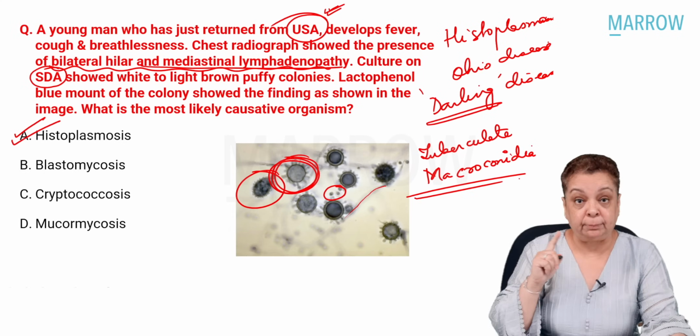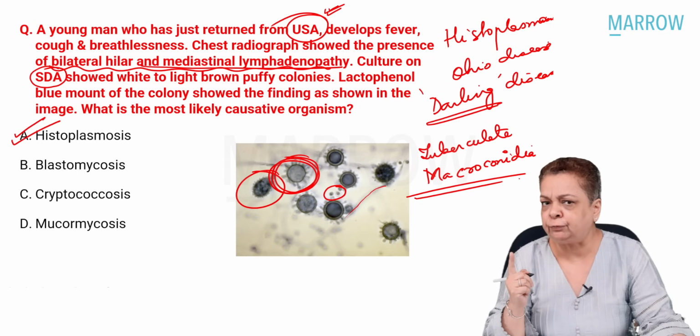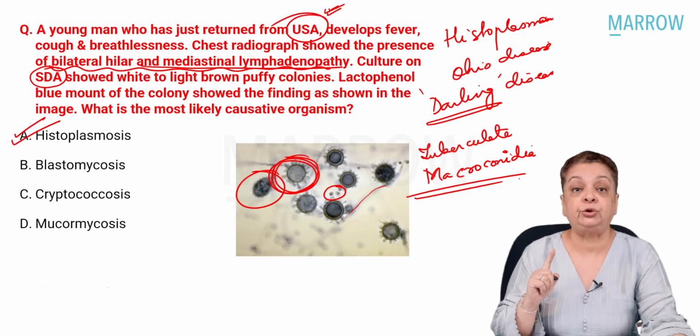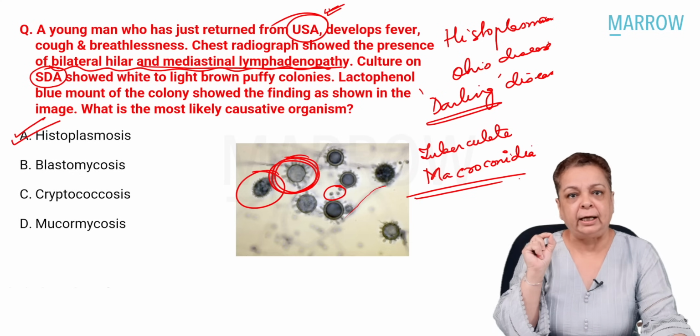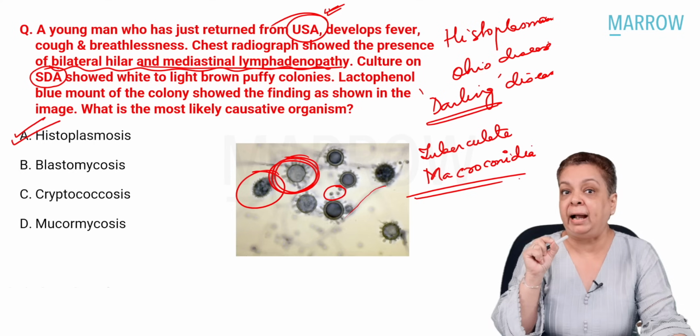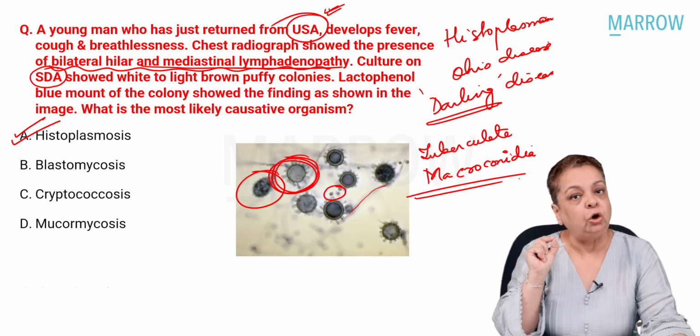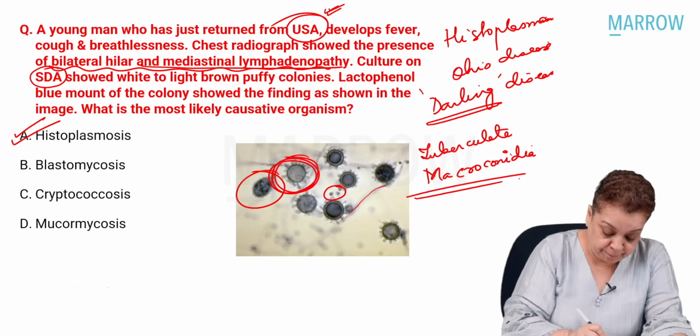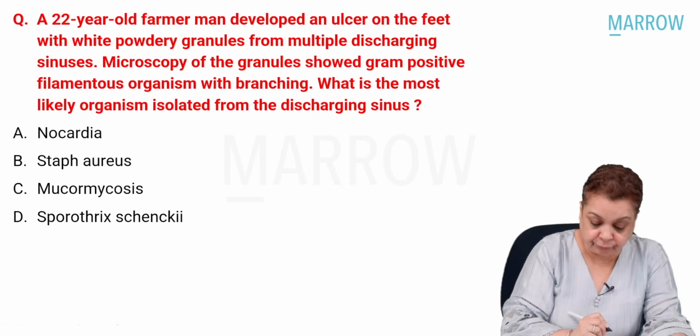Also remember, this is the mold form. What about the yeast form? That has been asked as an image-based question. Yeasts are seen, you see tiny budding yeast inside macrophages. Think of Histoplasma: budding yeast in macrophages.